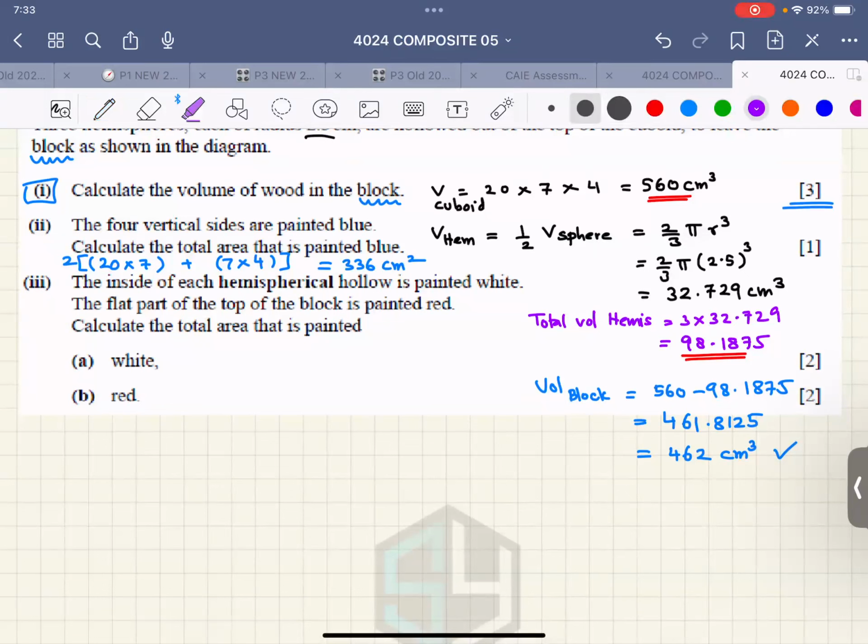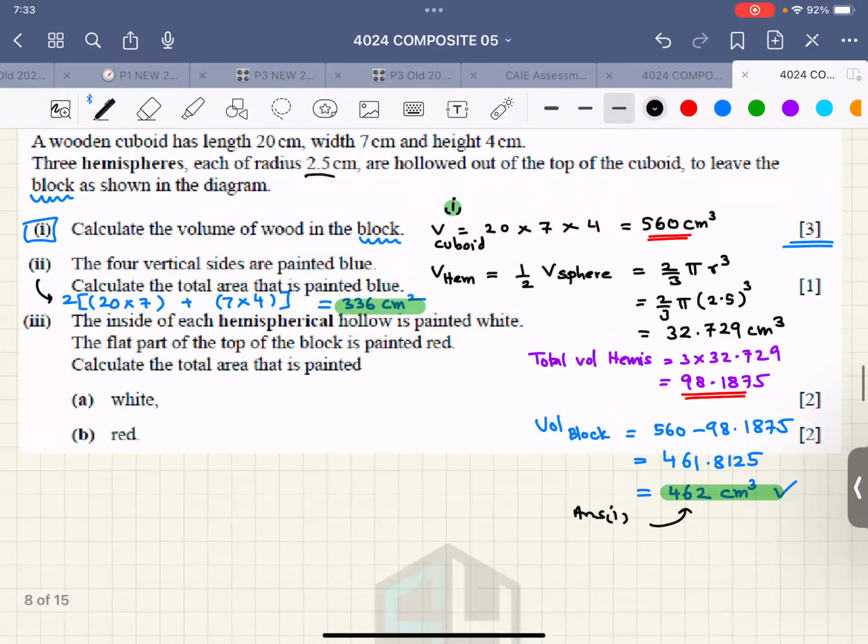So that's another part. Let me highlight it. So this is 336, this is 462, this is part 1 that I have done. This is part 1 over here. This is answer of part 1. And this is answer of part 2.